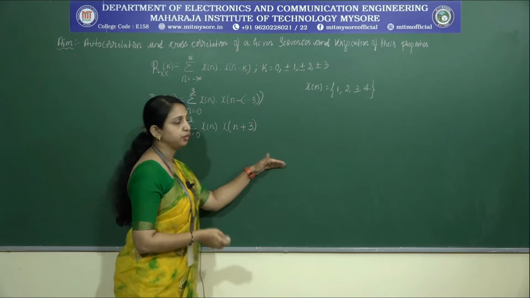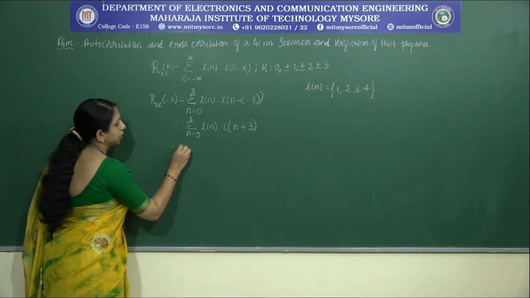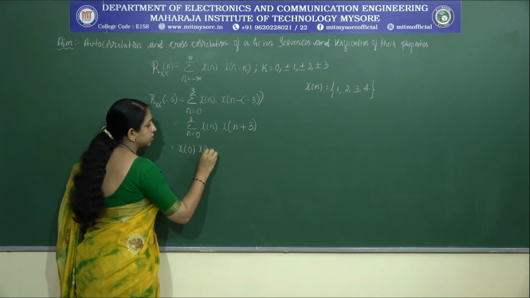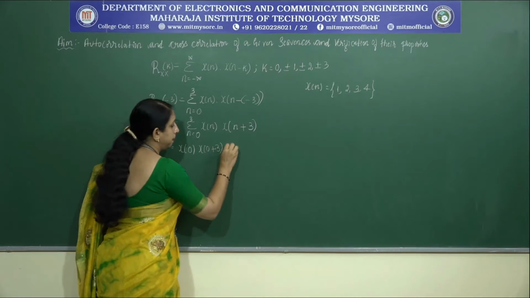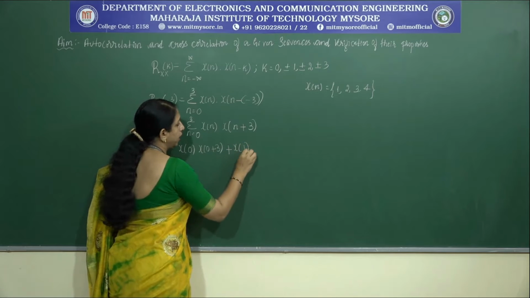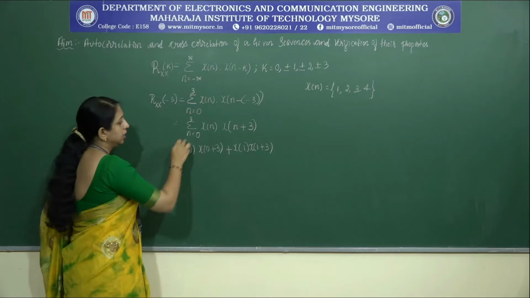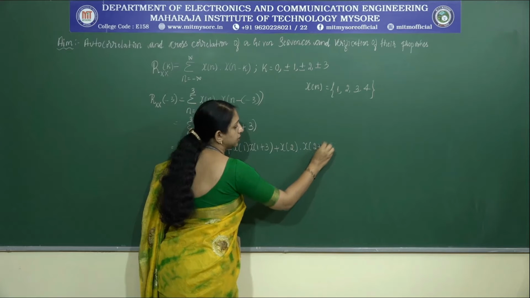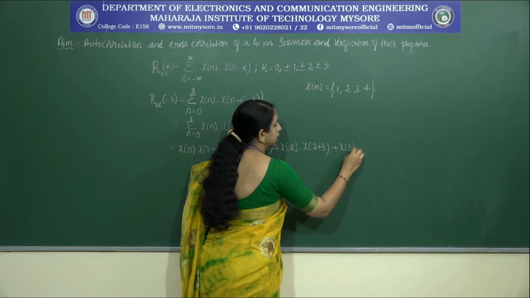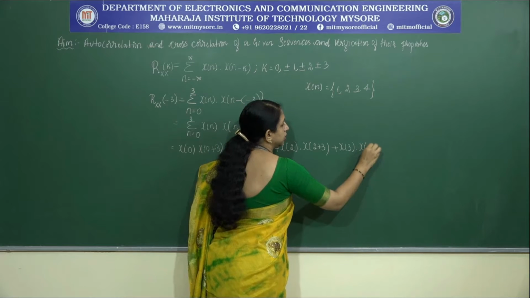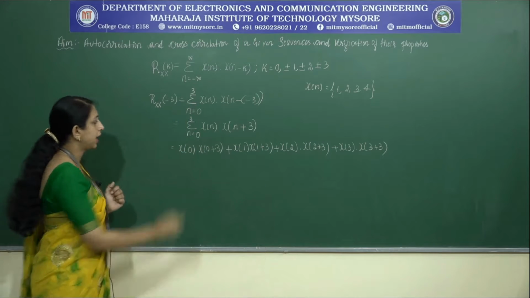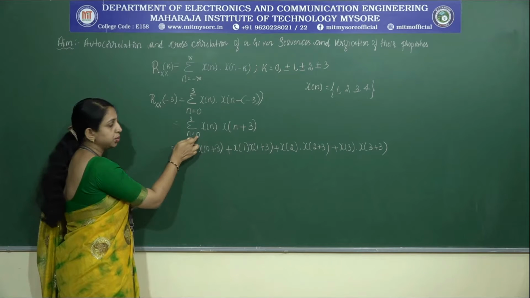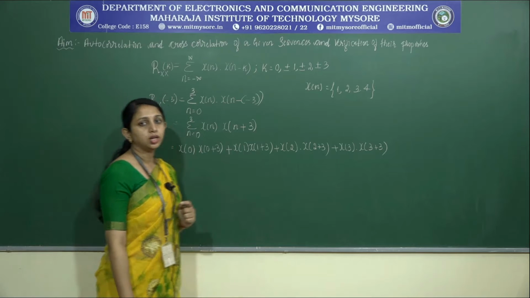Now expand the equation for the different values of n. Give the first value of n as 0: x of 0 into x of 0 plus 3, plus x of 1 into x of 1 plus 3. Next give the other values: x of 2 into x of 2 plus 3, plus x of 3 into x of 3 plus 3. So we have expanded this equation for different values of n, that is 0, 1, 2, 3. Now try to substitute the values.